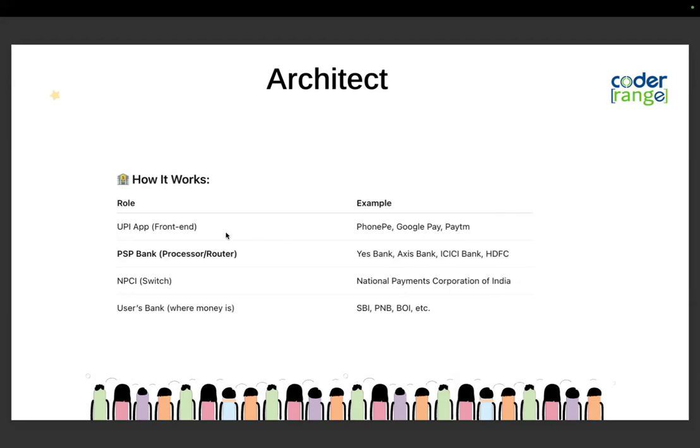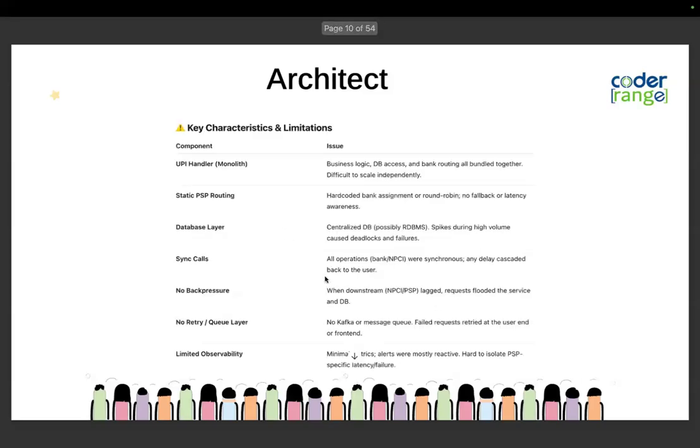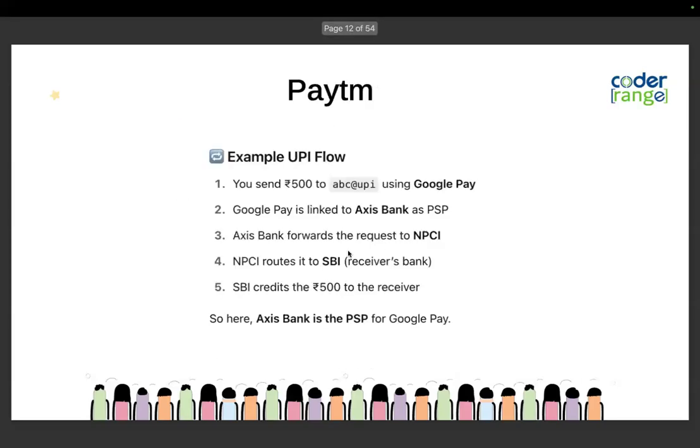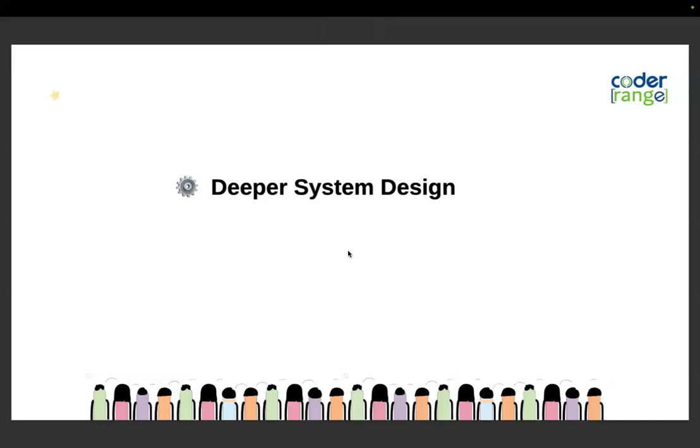UPI started working with PSP bank interactions, which will interact with NPCI. Okay, that is National Payments Corporation of India. And this user bank is where the money is. Now I will tell you what the problem was. I'll talk about the deeper system design.